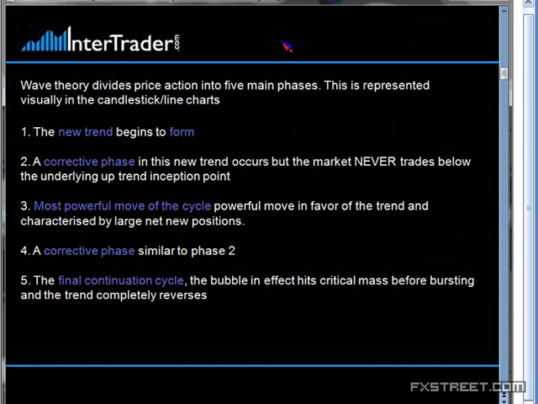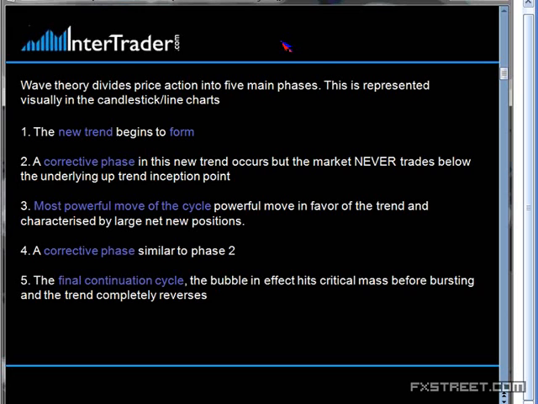So wave theory divides price action into five main phases. This is represented visually in the candlesticks and the line charts that we all use. Number one is a new trend begins to form. Number two is the corrective phase in the new trend, but the market never trades below the underlying trend's inception point. Then number three, the most powerful move in the cycle, a powerful move in favor of the trend, characterized by a large net new position.